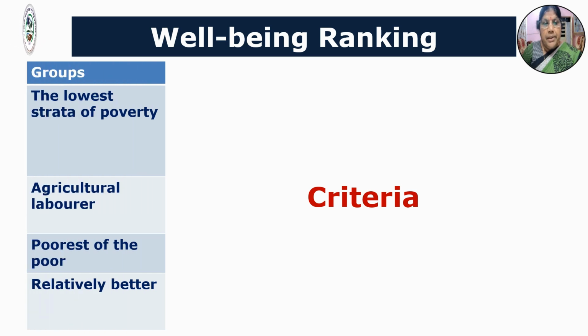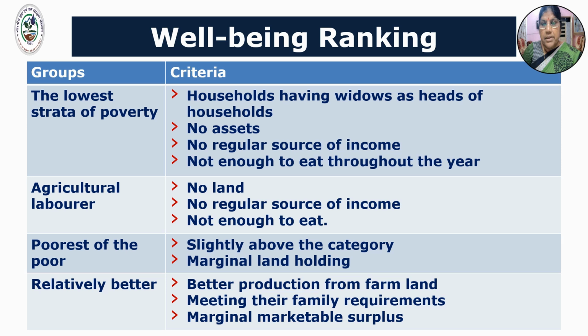For example, here the key informants have categorized the watershed villages into 4 categories, namely lowest rate of poverty, agricultural laborer, poorest of the poor, and relatively better. The criteria are given on the right hand side, and the households which are fulfilling these criteria are put in the respective category which is given on the left hand side. This exercise will be very helpful to identify the right type of people for the right type of interventions.